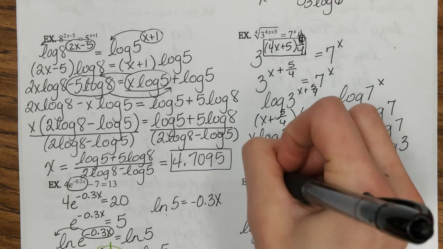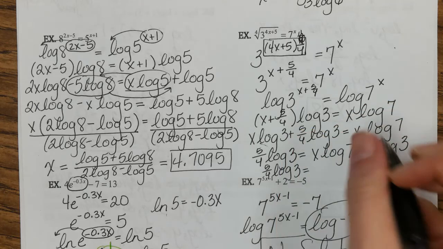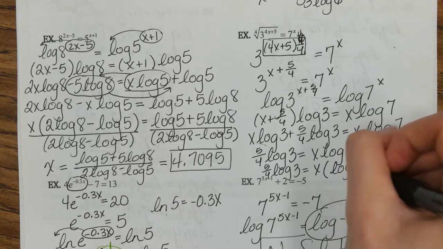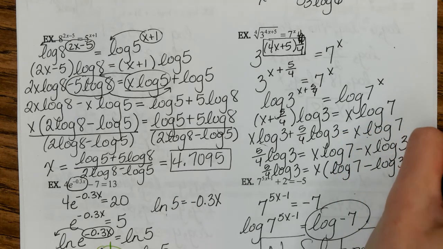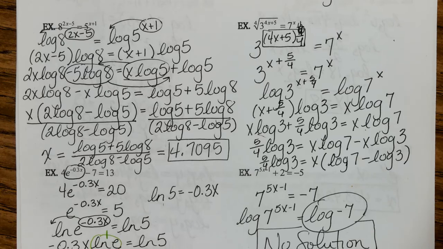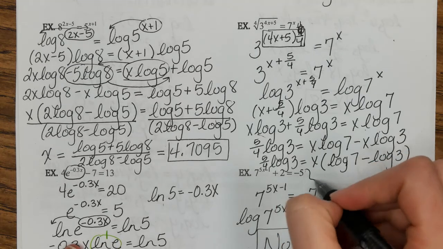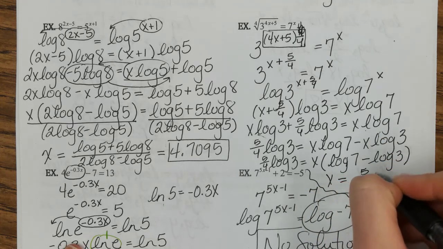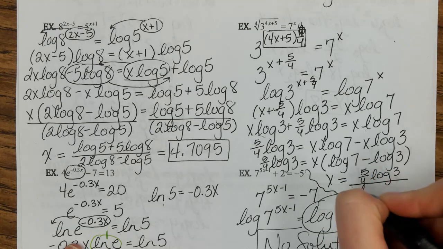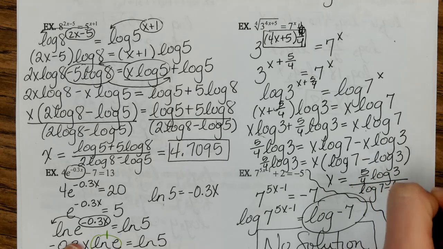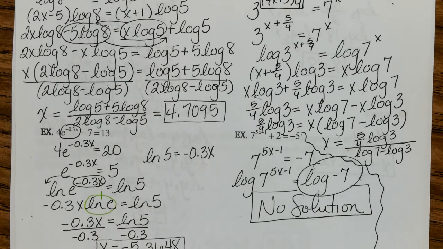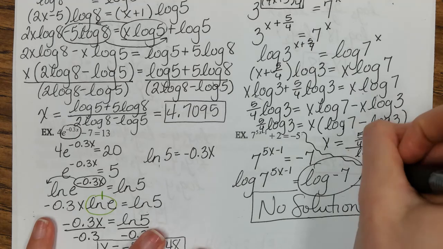Five-fourths log 3 is equal to x. Take that out as my GCF. Log of 7 minus log of 3. So x will equal that 5/4 log of 3 over log 7 minus log 3. All I did was divide. So that should give you x equals 1.6208.